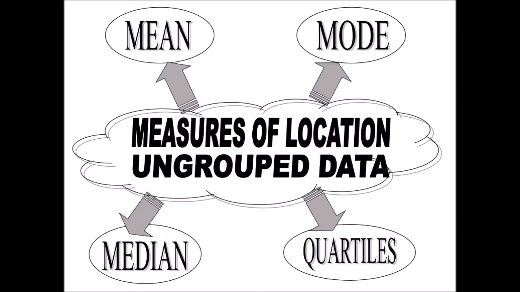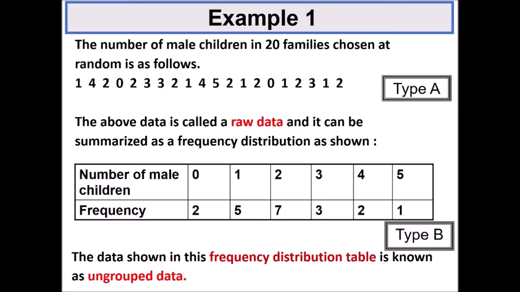To measure location for ungrouped data, we want to learn how to find the mean, mode, median and quartile. Example 1. The number of male children in 20 families chosen at random: 1, 4, 2, 0, until the last term is 2. This data above we call raw data, and it can be summarized in a frequency distribution table.